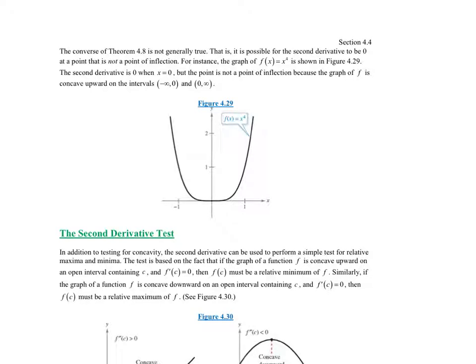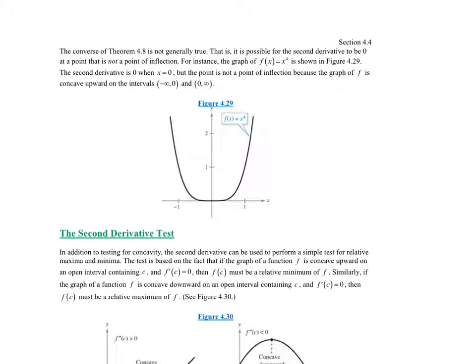So reading this, it says the converse of theorem 4.8 is not generally true. That is, it is possible for the second derivative to be 0 at a point that is not a point of inflection. So just because your second derivative is equal to 0 at that point does not mean that it is a point of inflection.